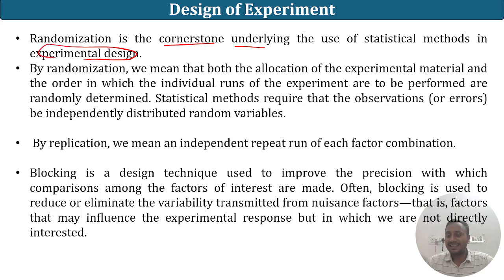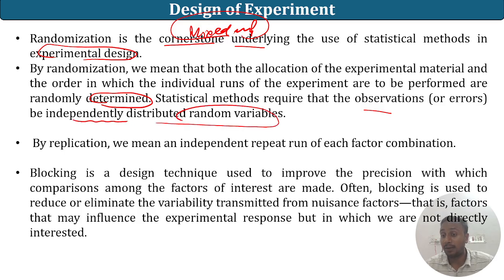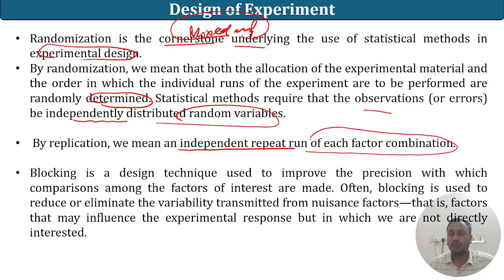We are going to mix it up and will not take it sequence-wise. It means the allocation of experimental material and the order in which the individual runs of the experiment are performed are randomly determined. In that case, observations should be independently distributed random variables. By replication, we mean an independent repeat run of the factor combination for confirmation. Blocking is a design technique used to improve the precision of comparisons among factors. Blocking is used to reduce or eliminate variability.